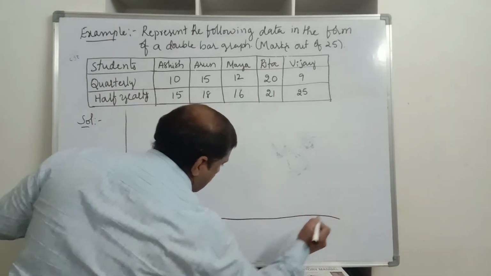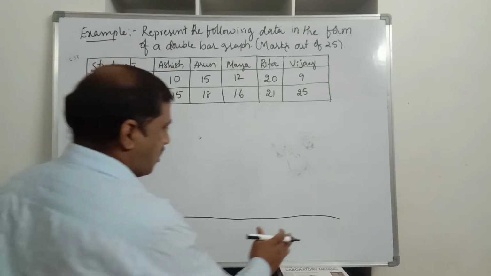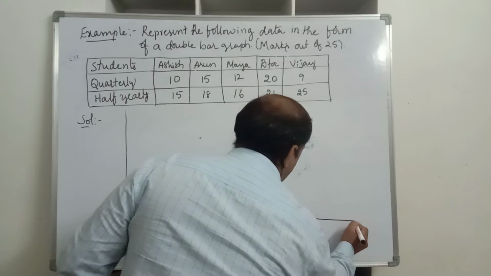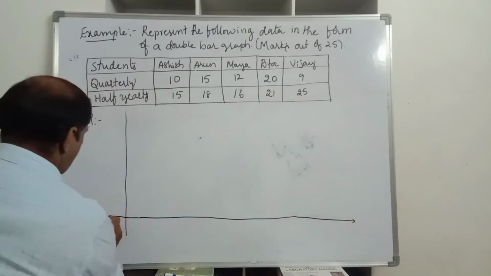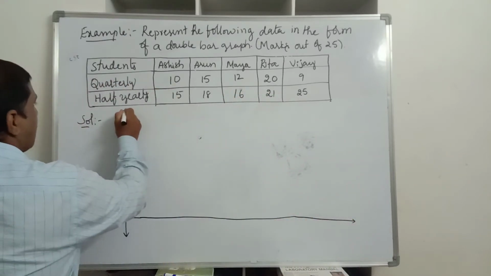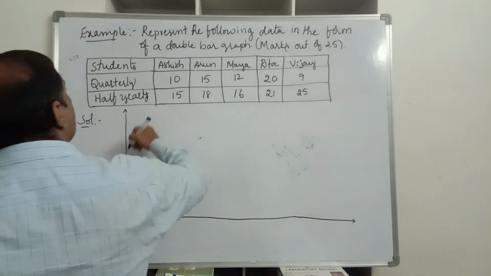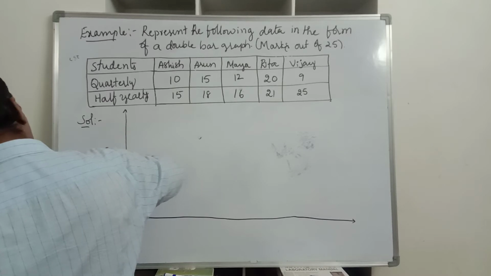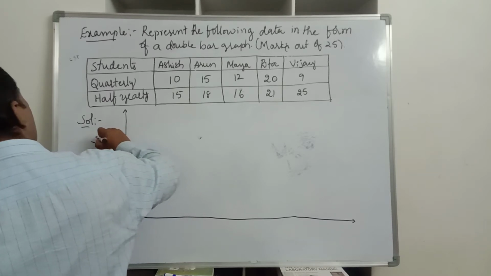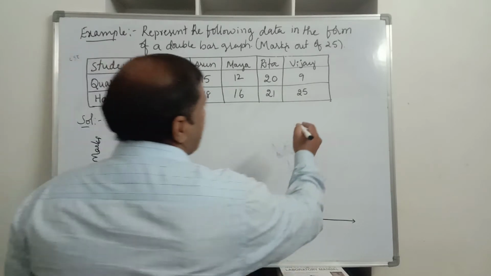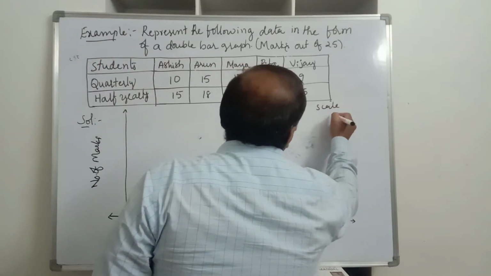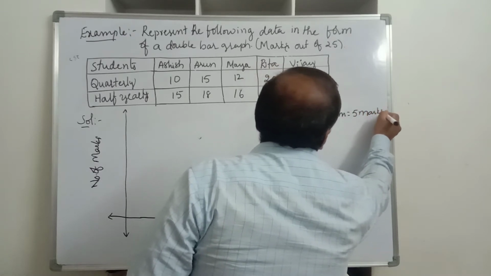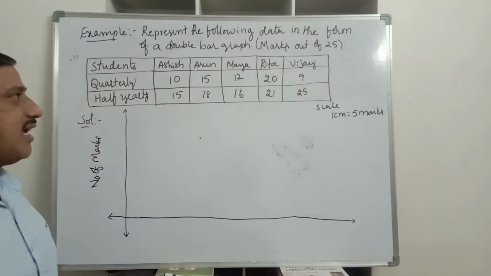Draw a vertical line and a horizontal line, straight lines, and on these lines we represent the values. On the vertical line we are representing the number of marks. So what scale do we have to choose here? The scale is 1 centimeter equals 5 marks.